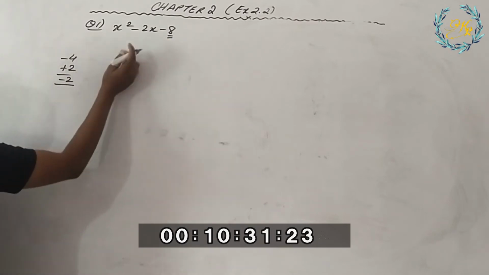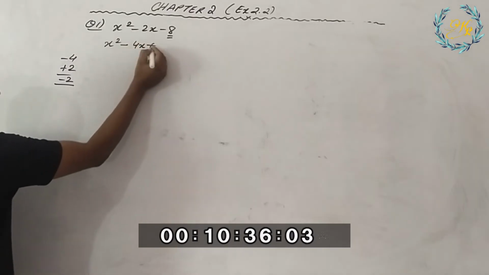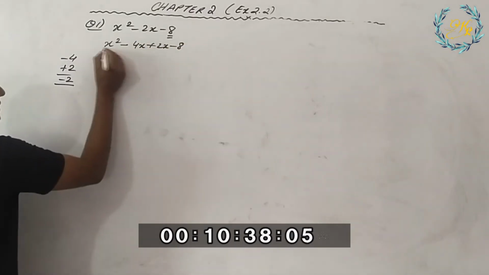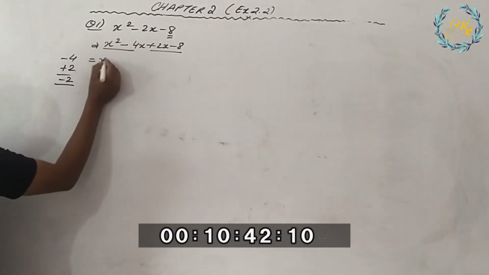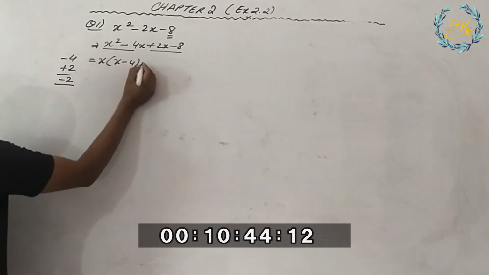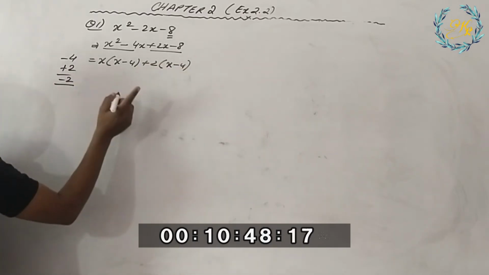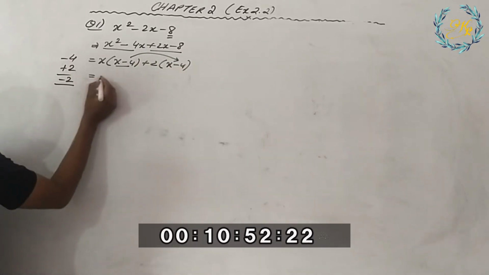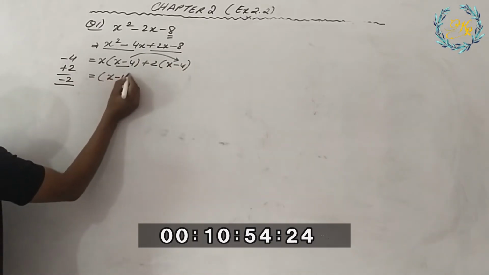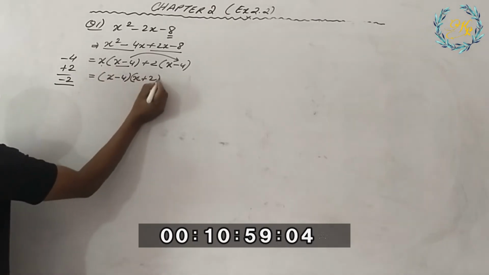Now write these values here. Split the middle term: minus 4x plus 2x minus 8. Now make pairs out of these two. Out of the first one, take x common, you get x minus 4. Plus 2 common, x minus 4. Always remember, this factor will always be repeated. Now write the repeated factor first, x minus 4, and remaining outside the brackets are x plus 2.